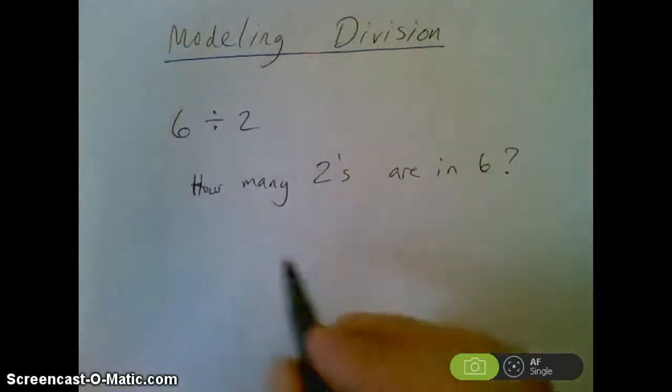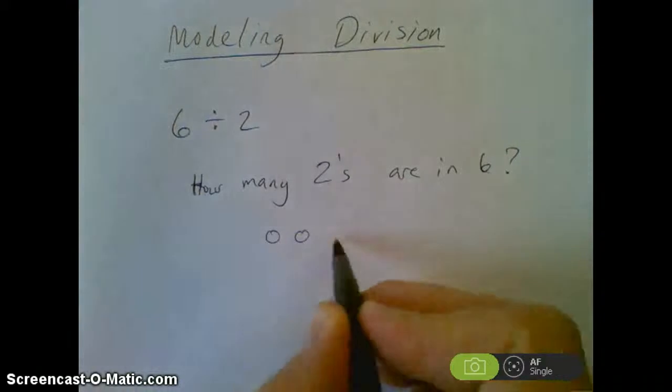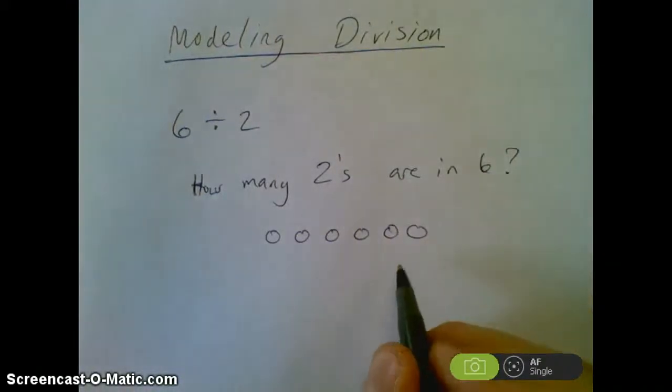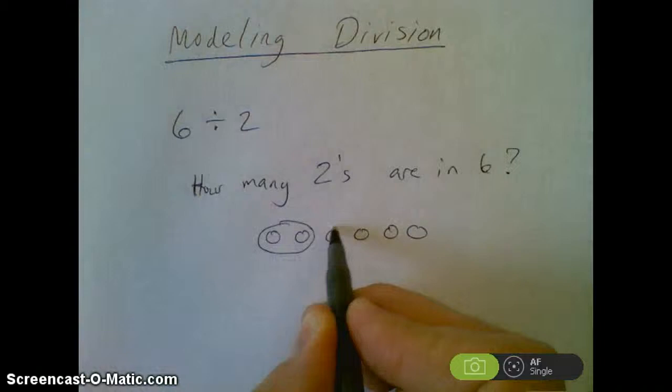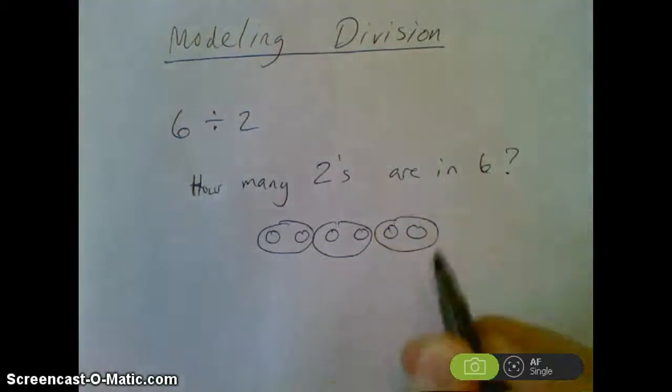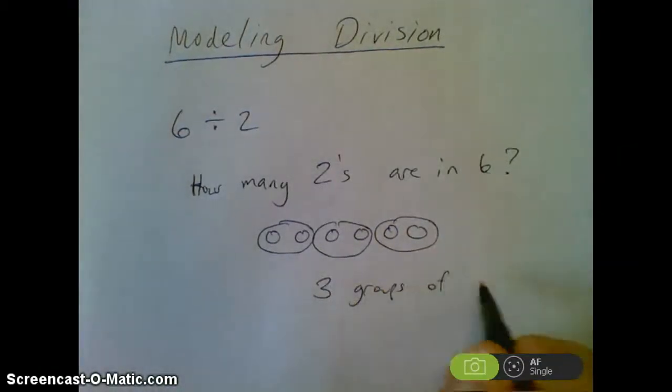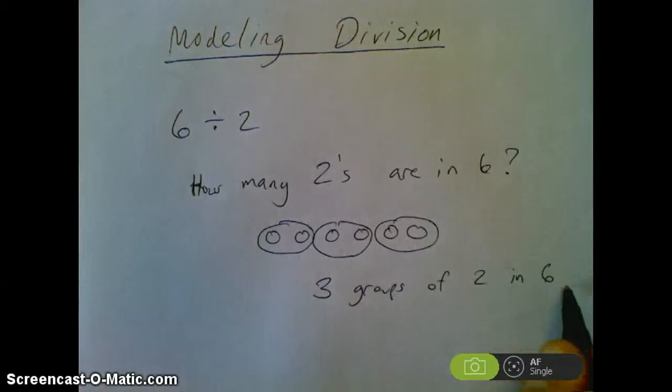Because when I model this, one way to do it is to draw 6 shapes and take groups of 2. There's 1 group, there's 2 groups, there's 3 groups of 2 in 6.